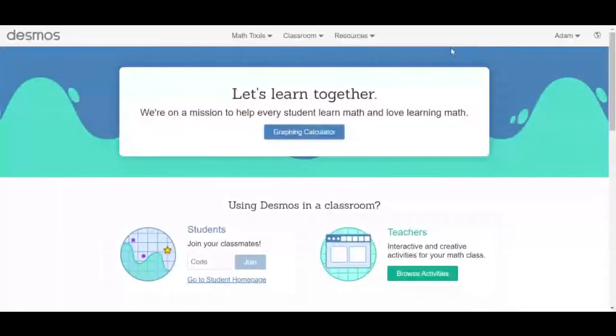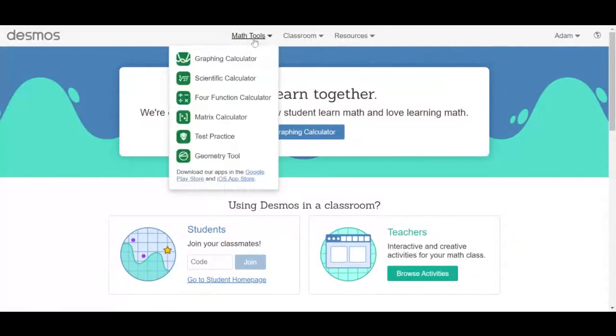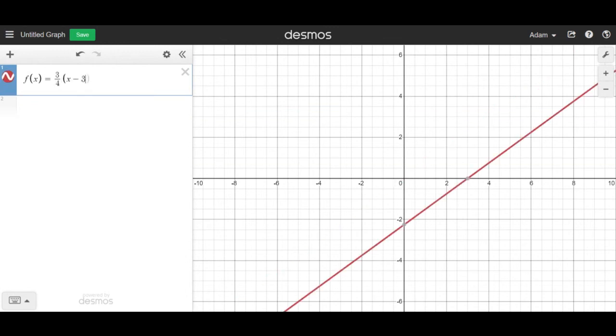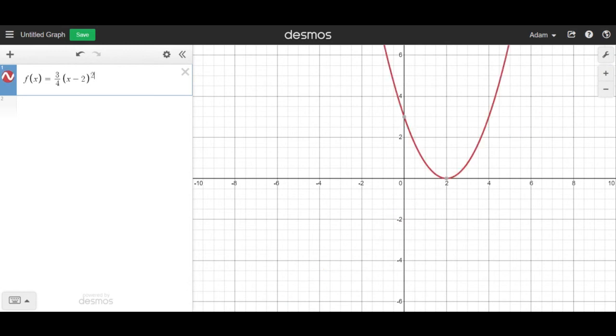You really don't have to have an account, though I do recommend it, because it's free. Go to Graphing Calculator. Can they see it? Yes, they can. So again, we have f(x) = 3/4 (x - 2)^2 + 4, if I remember correctly. I think that's what it was.